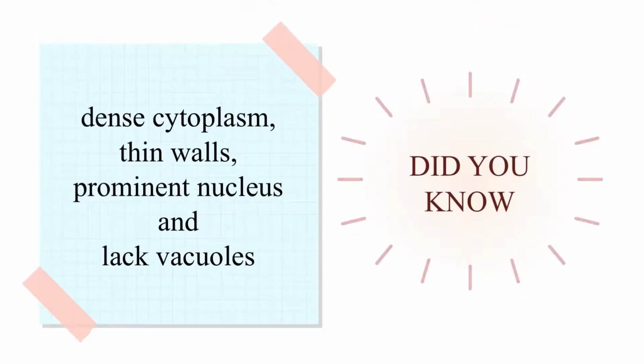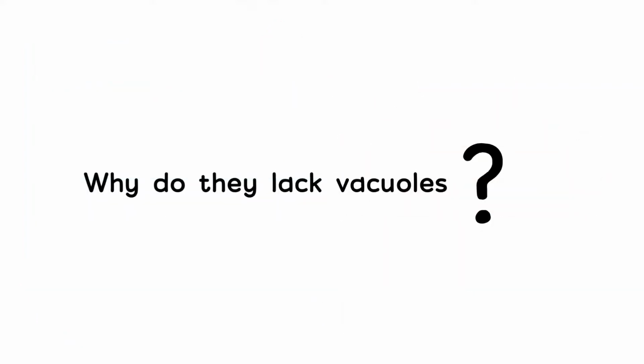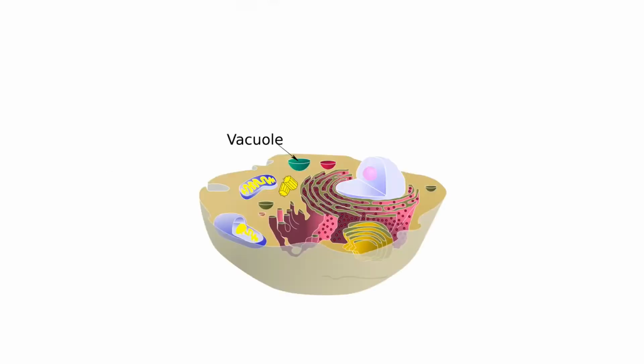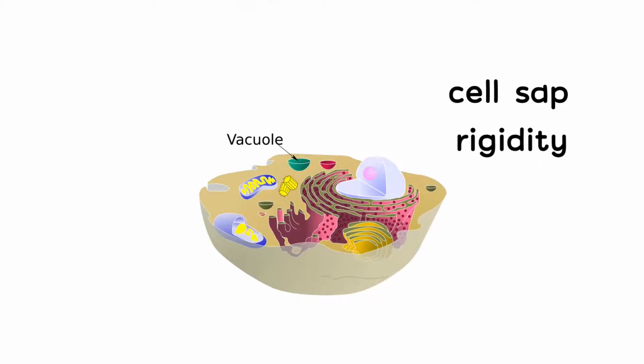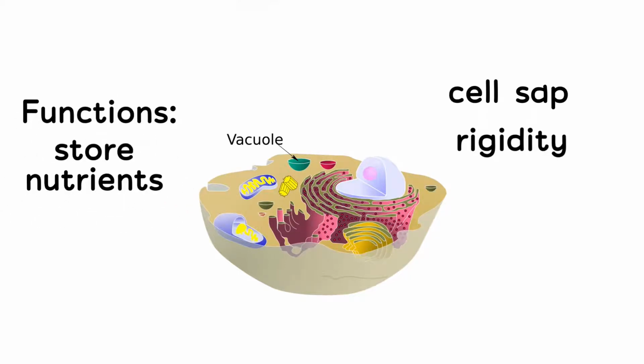Did you know that cells of meristematic tissues have a dense cytoplasm and they have very thin cellulose walls and a prominent nucleus, but they lack vacuoles? And if you are wondering why they lack vacuoles, think about the actual purpose of vacuoles. Vacuoles are full of cell sap, which makes the cell rigid. And the main function of a vacuole is to store nutrients, which meristematic cells do not require.